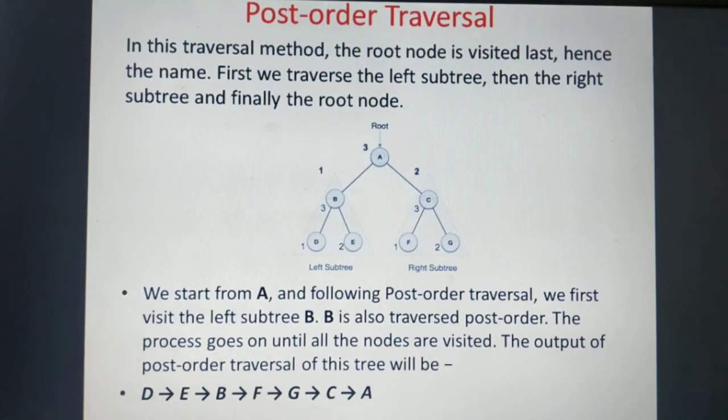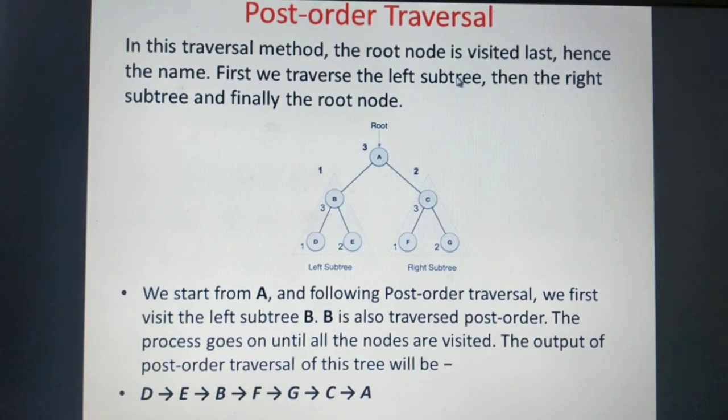Next, let us look into postorder traversal. In this traversal method, the root node is visited last. Remember, the root node is visited last, hence the name postorder. So first we traverse the left subtree. See here the sequence we have marked. First we traverse the left subtree, then the right subtree, and then finally the root node.